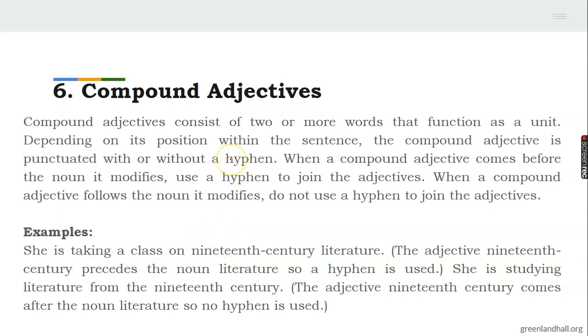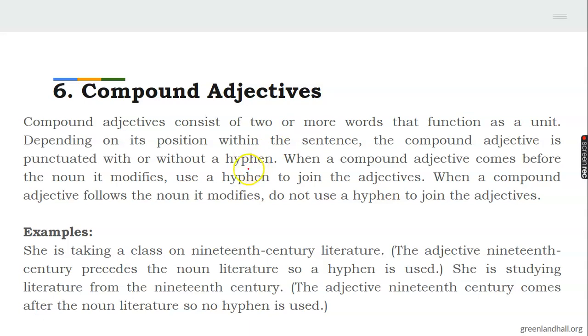Compound adjectives. Compound adjectives consist of two or more words that function as a unit. Compound words that function as what? A unit. There are two or more words that function as a unit. Depending on its position within the sentence, the compound adjective is punctuated with or without a hyphen. It's either we put a hyphen or we don't.